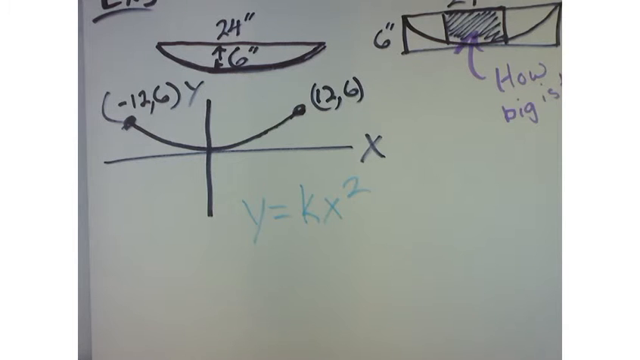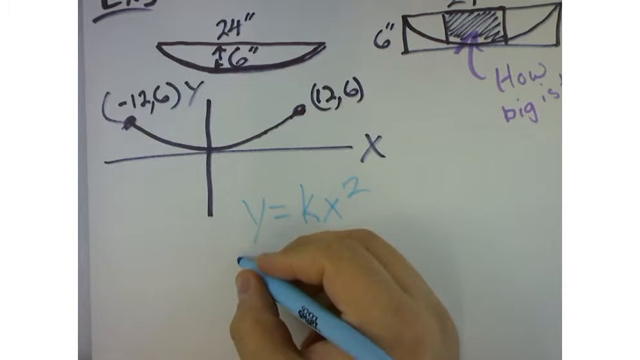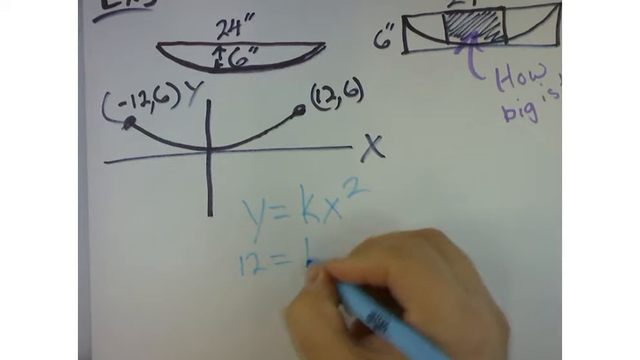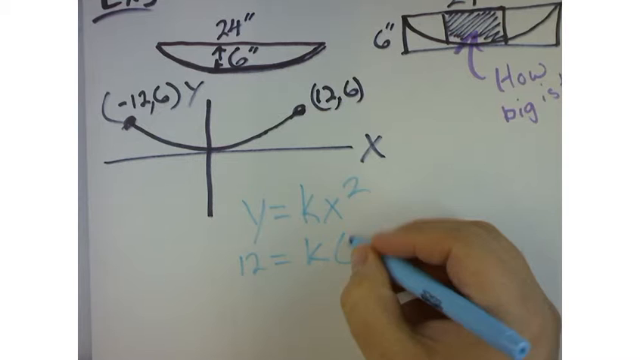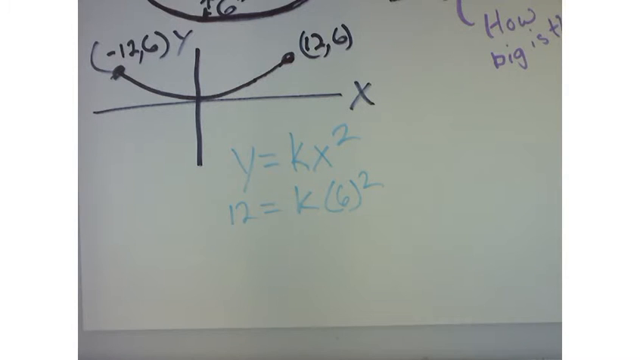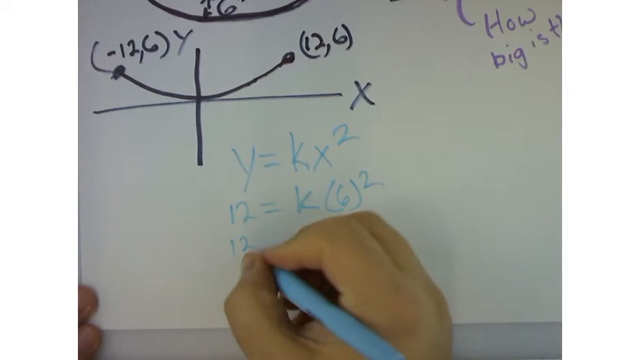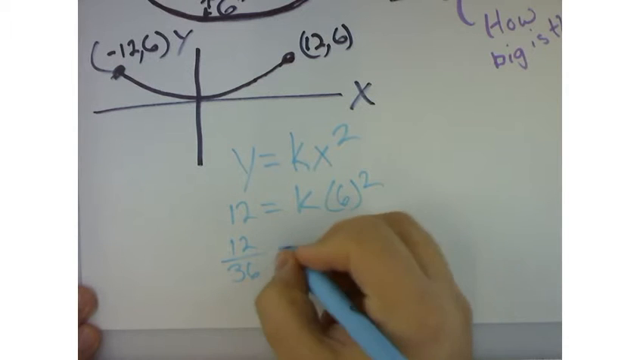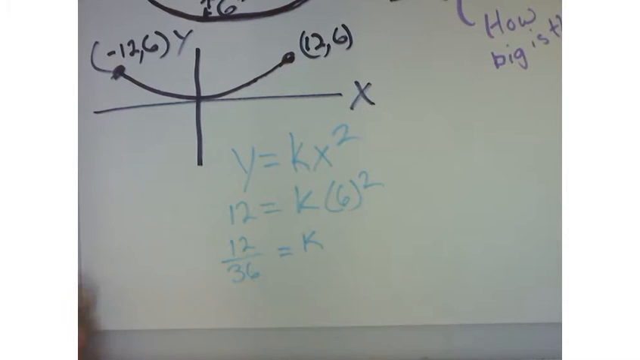Well, we know what x and y are. In other words, when y is 12, x is 6. So if I plug in my x and my y, I could solve for k, right? So if I do that, I end up with 12 divided by 36 is equal to k, or k is equal to 1 over 3, right?